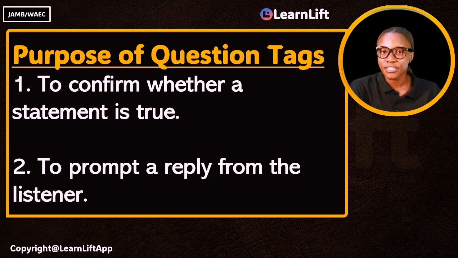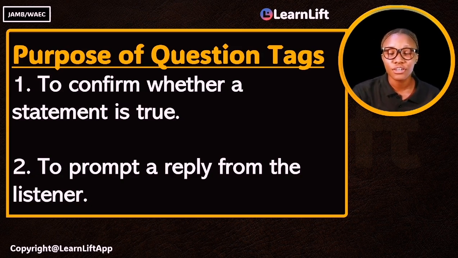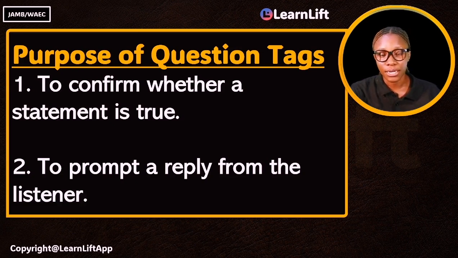Now, number two is to prompt a reply from the listener. So basically, a conversation is a two-way thing, right? The person that is speaking and the person that is being spoken to. So once you're in a conversation and you want to make use of a question tag, the question tag will be serving as a prompter for the person being spoken to respond to your question.